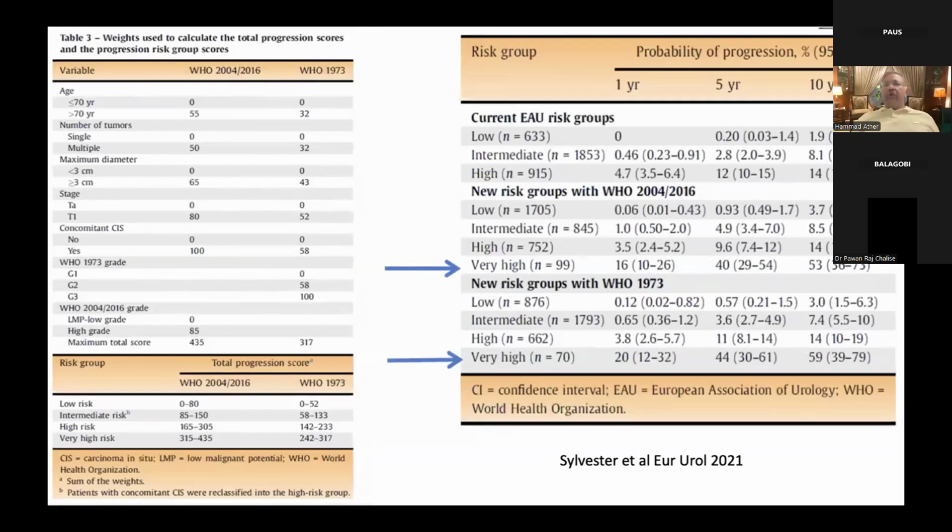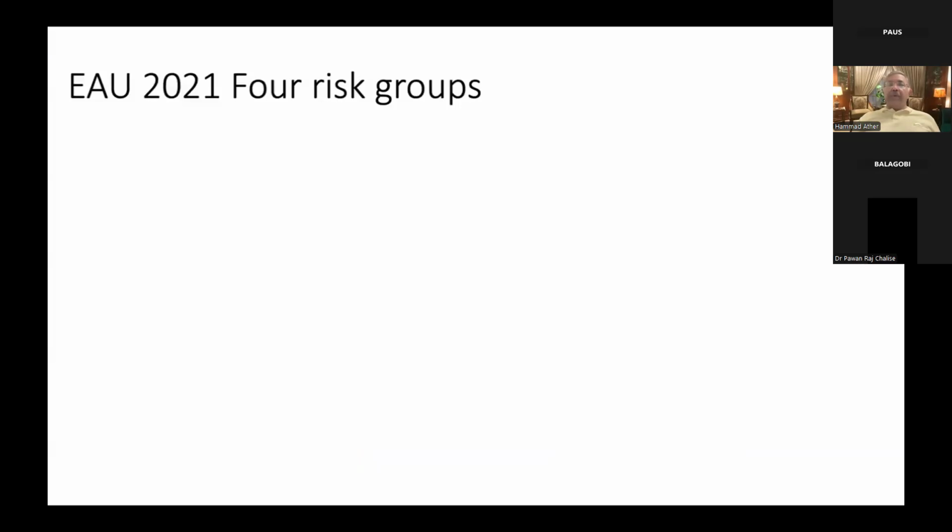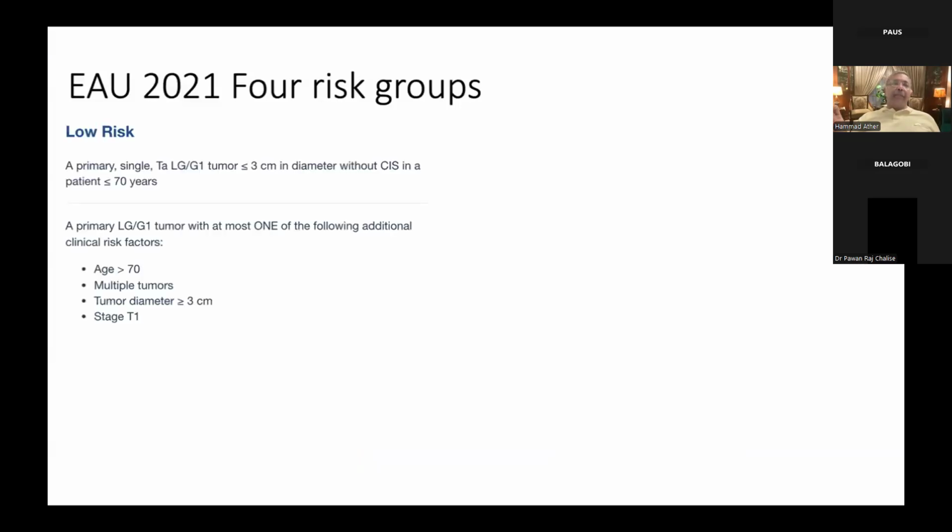Now, if you look at the current EAU risk groups, the very high-risk group has a significantly higher risk for progression of disease. As a consequence, their separate identification was important. Just to recap, the low-risk category is a primary single TA low-grade tumor, less than 3 centimeters in diameter, without carcinoma in situ, in a patient who is less than 70 years of age.